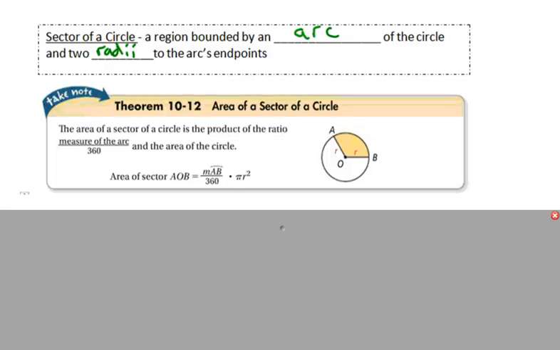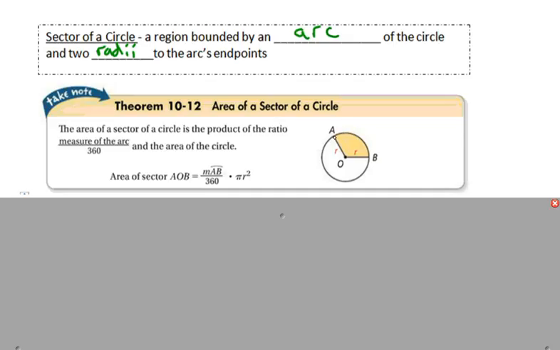So if we look at it visually, we have the arc here. This is a picture. Here's the arc, and then the two radii going to the ends of that arc. And we're trying to find the area of that portion of it. So the area of the sector of a circle is the product of the ratio of the measure of the arc to 360, and then the area of the circle.